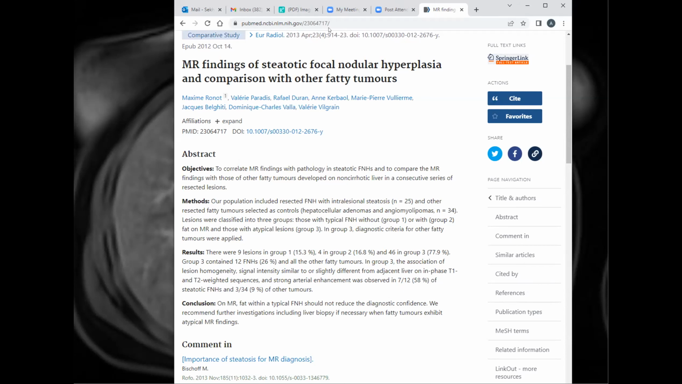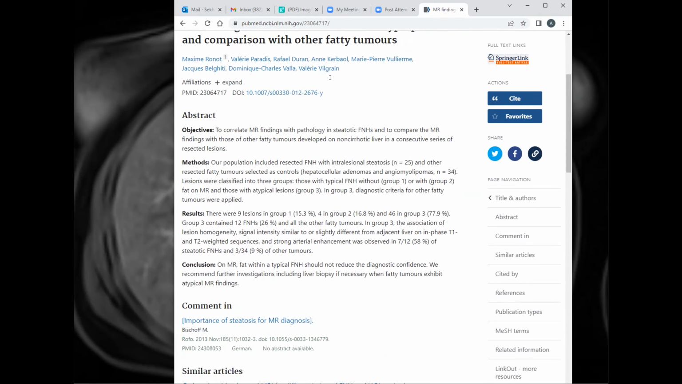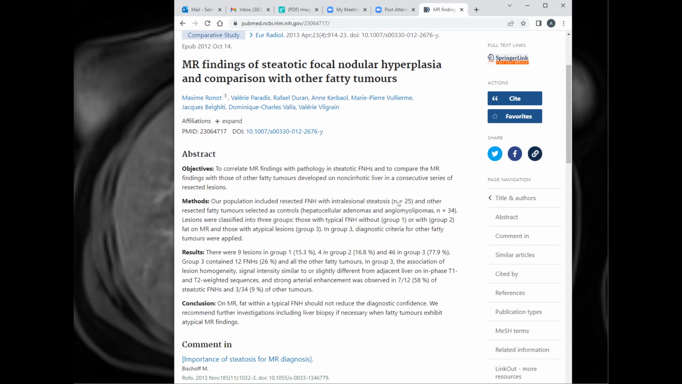Exactly. So this paper I brought up before, this French group, they actually looked at a whole bunch of their FNHs. I think there were resected FNHs with intralesional steatosis, 25 of them. And basically their conclusion was that FNHs can have fat. And on MRI, fat within a typical FNH should not reduce your diagnostic confidence. So the fact that this lesion was stealth on the T2 and the T1 pre and was very lobulated, homogeneously arterial enhancing, all of that was very classic for FNH. And even if it has fat in it, that should not reduce our diagnostic confidence.